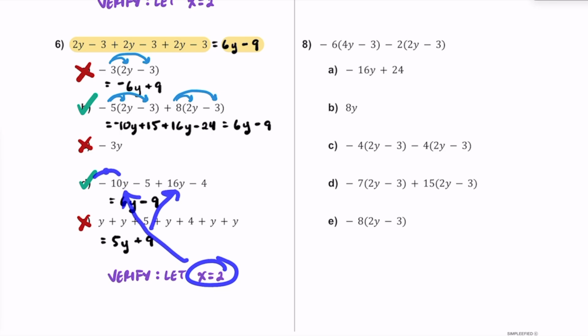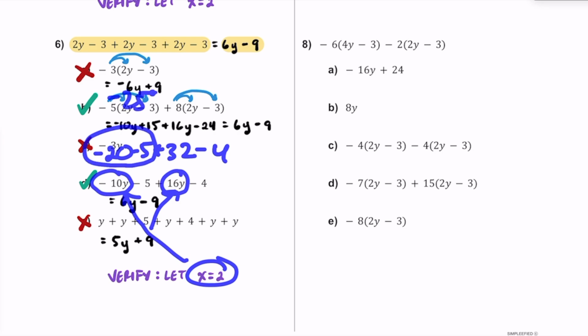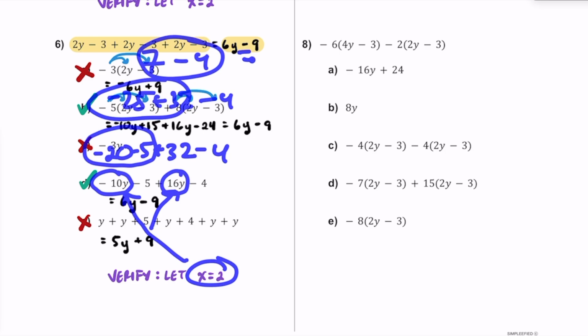If you go ahead and multiply, negative 10 times 2 is negative 20. 16 times 2 is going to be 32. You still have this minus 5 and plus 32 and minus 4. Let's see, negative 20 minus 5 is negative 25. Then negative 25 plus 32 is going to be 7, right? And 7 minus 4, that's going to be equal to 3.